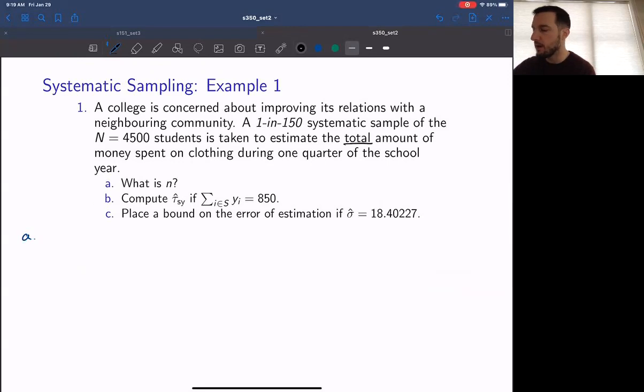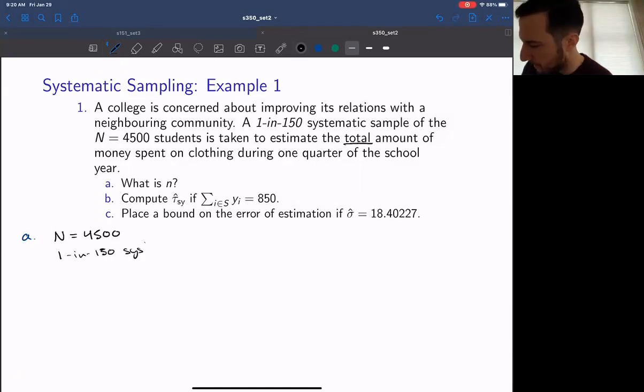What is little n? Compute the estimate for the total if we have the sum across all observations in the sample of 850, and then place a bound on the error if we have an estimate of sigma hat. Okay, so we have capital N is 4,500. We have a 1 in 150 systematic sample. So that means that K is equal to 150.